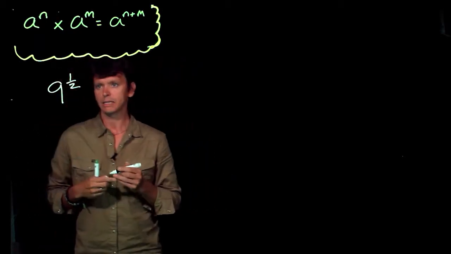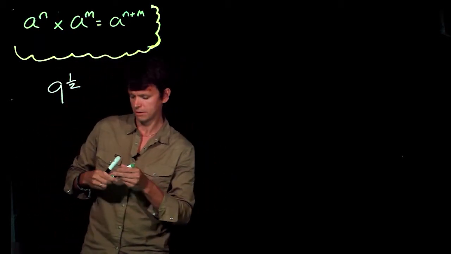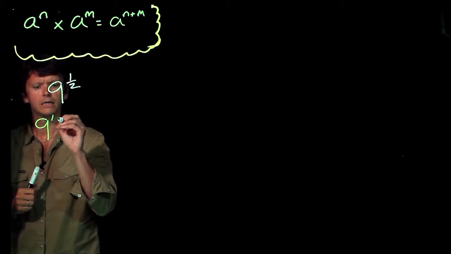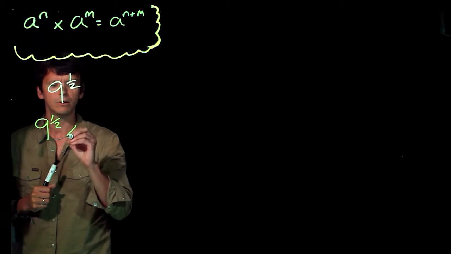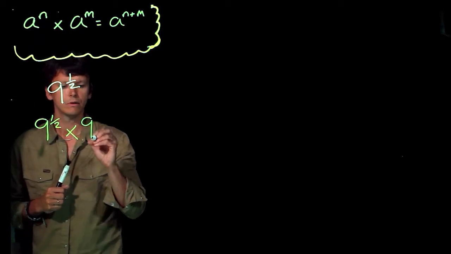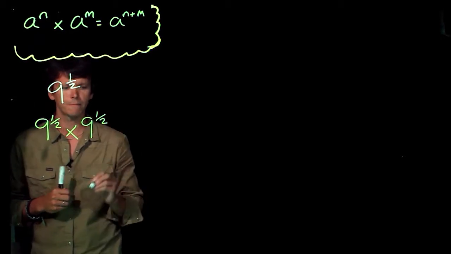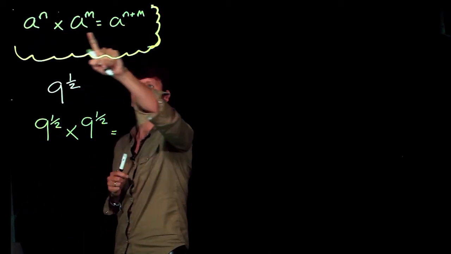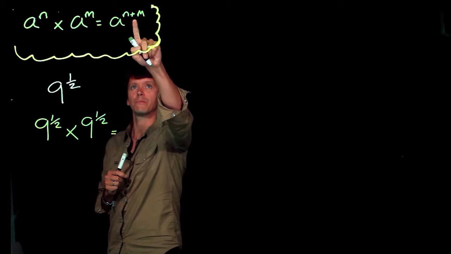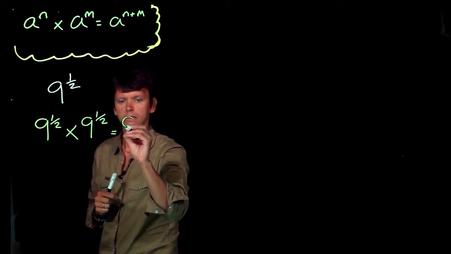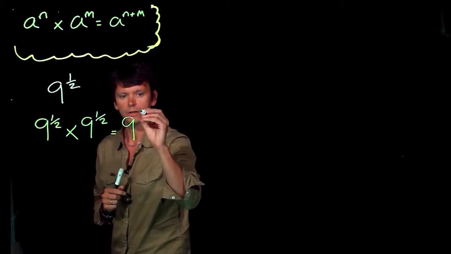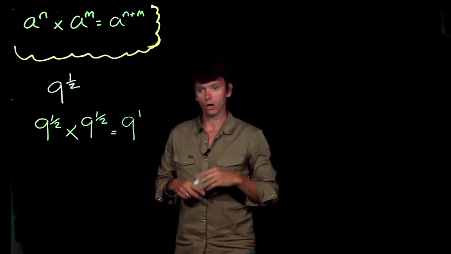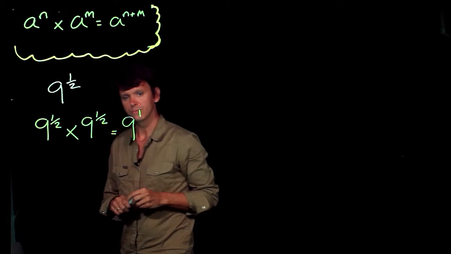So if we had 9 to the power of a half, let's say we multiplied 9 to the power of a half by itself, 9 to the power of a half, equals, well, from our rule here, we know that we add the powers because we're multiplying. So a half plus a half equals 9 to the power of 1. And 9 to the power of 1 is just 9.